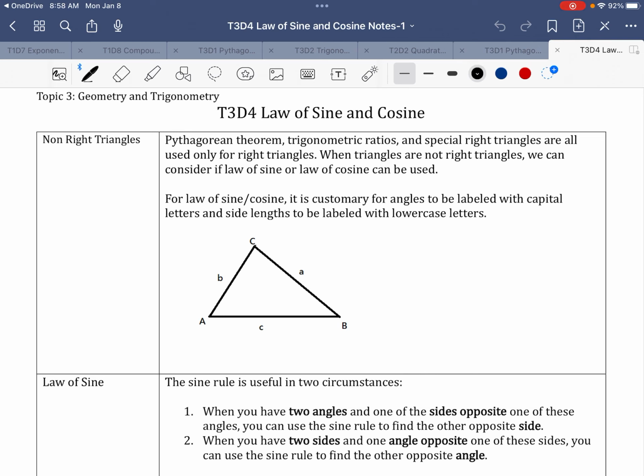For the law of sine and cosine, it is customary for angles to be labeled with a capital letter and side lengths to be labeled with lowercase letters. It is also customary for angles and their corresponding sides to use the same letter. So angle C has a corresponding opposite side, lowercase c. In the same way, capital A and lowercase a go together, and capital B and lowercase b go together.